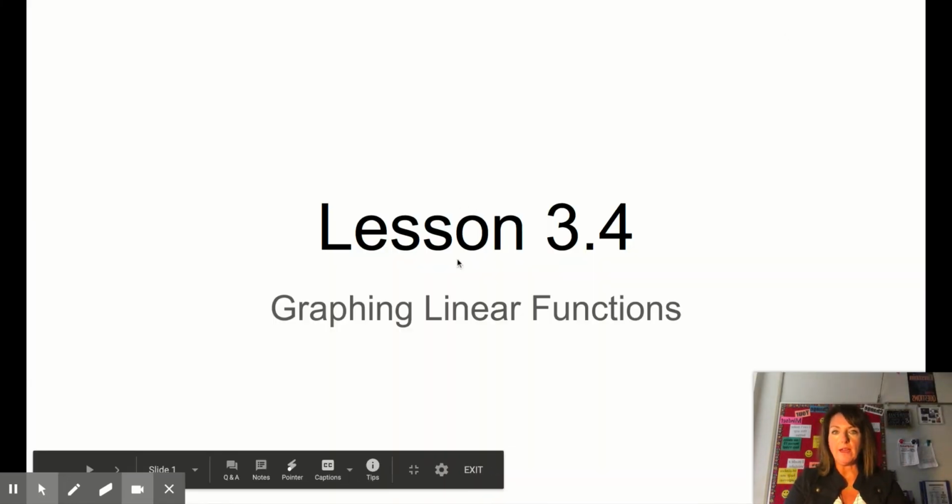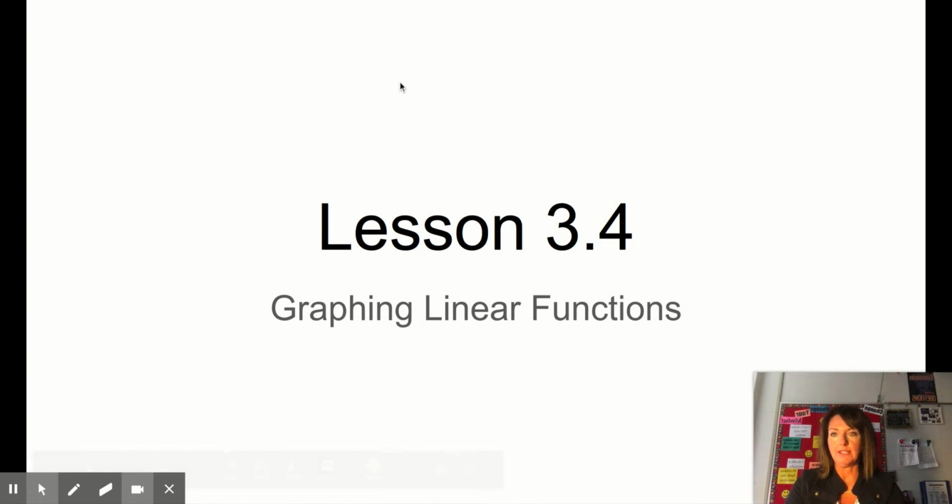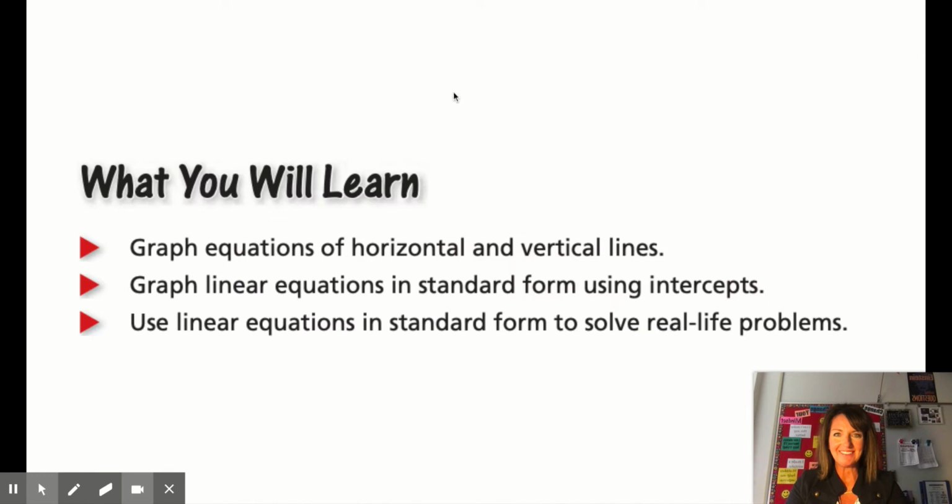We are going to be graphing some linear functions today. So let's get started. In today's lesson, you're going to learn to graph equations of horizontal and vertical lines, graph linear equations in standard form using intercepts, and then we'll apply them to some real-life problems. You will find the practice from 3.4 in your student journal on pages 77 and 78.